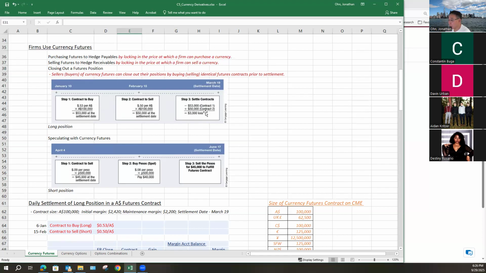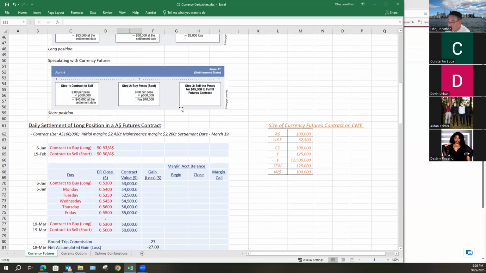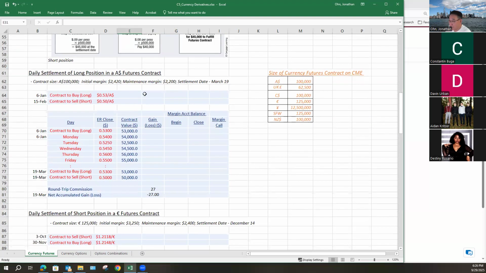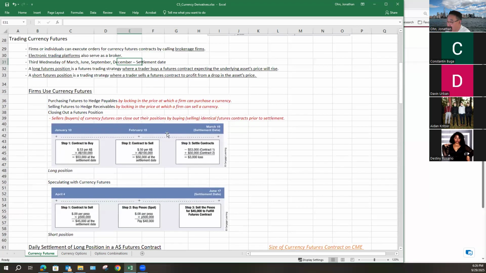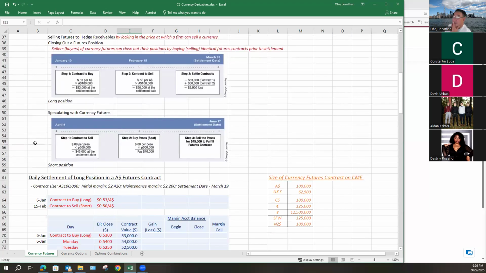But your settlement happened on settlement date, March 19th. Okay, I'll show you more details on this example. I made the long story about what's happening with this one. Now, that was one example about closing out a futures contract.